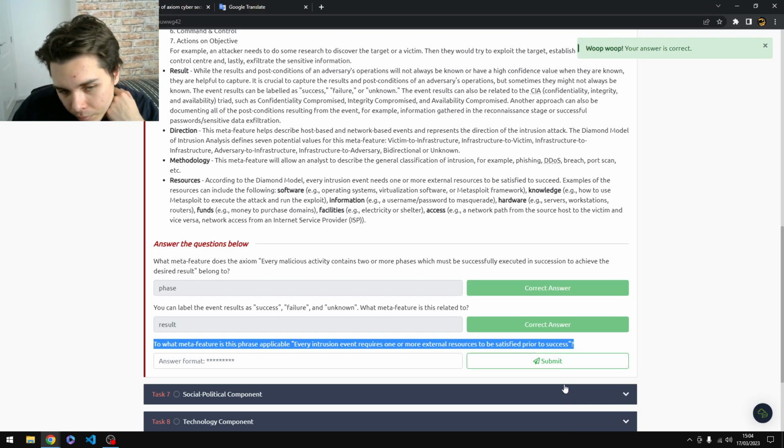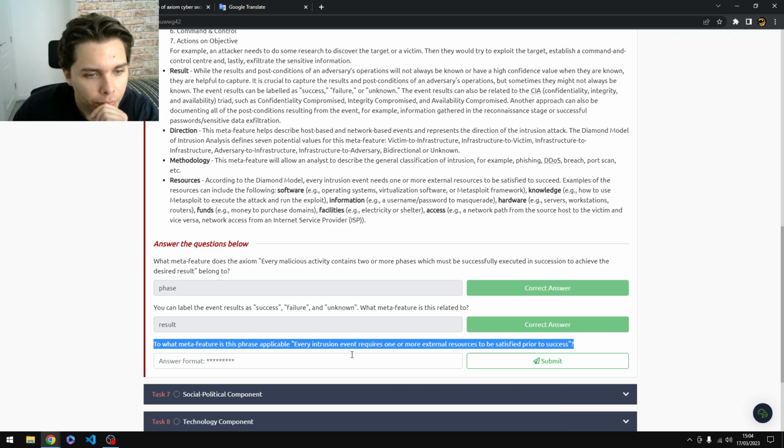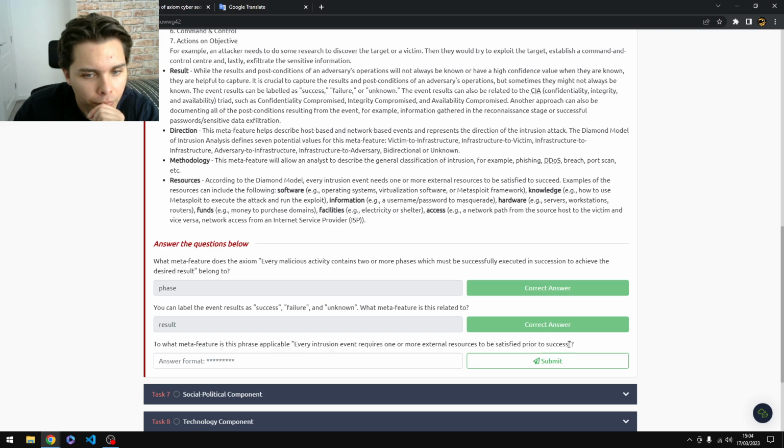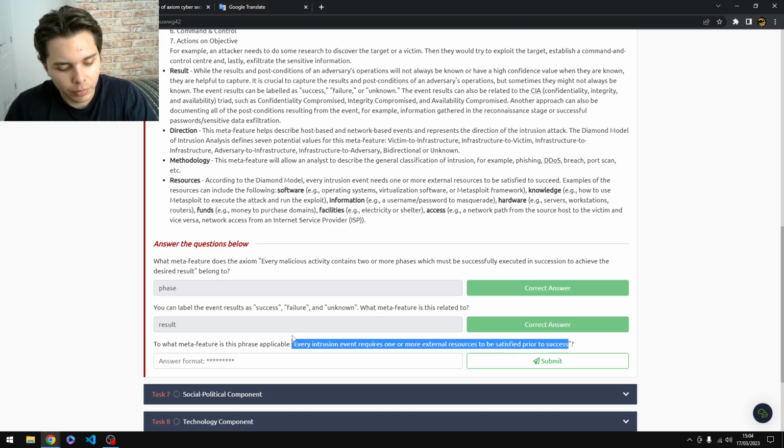To what meta feature is this phrase applicable? Every intrusion event requires one or more external resources to be satisfied prior to success.